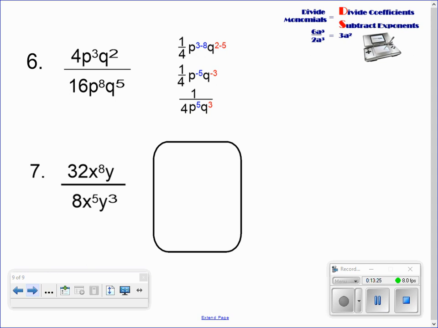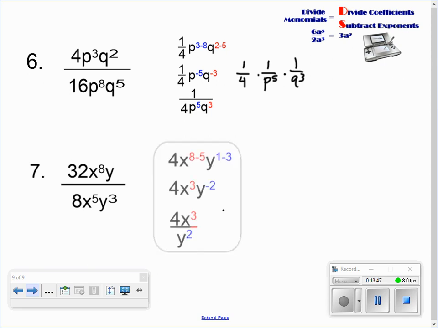So remember, we have 1/4 times 1 over p to the 5th times 1 over q to the 3rd, which would just simplify to be 1 over 4 p to the 5th and q to the 3rd power. Okay, 32 divided by 8, that's 4. X to the 8th divided by x to the 5th, that would be x to the 3rd power. Y to the 1st power divided by y cubed, that would be y to the negative 2nd power.